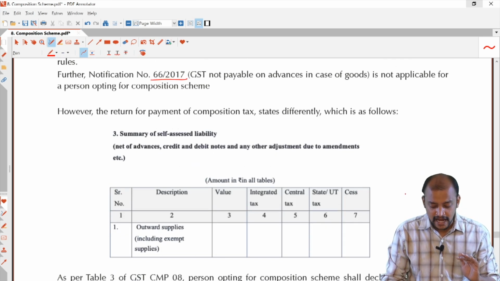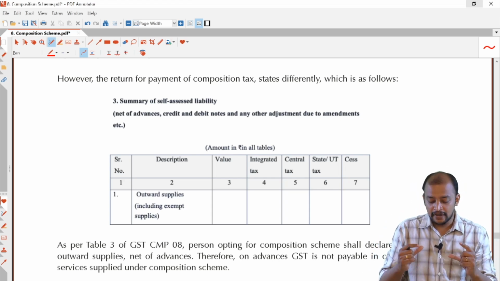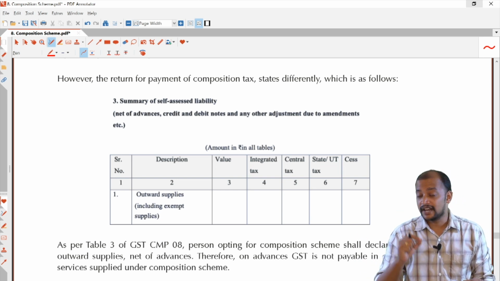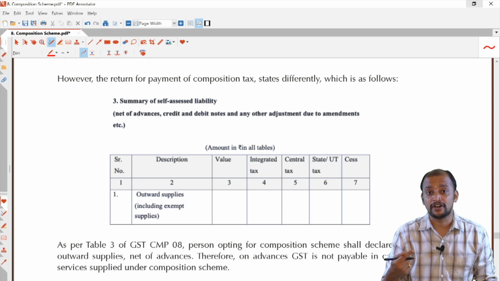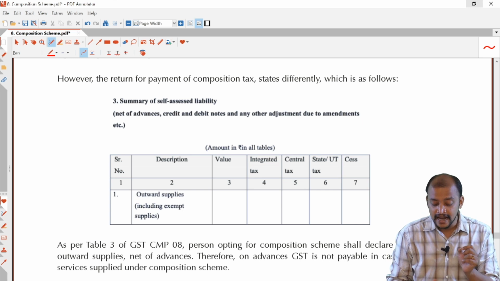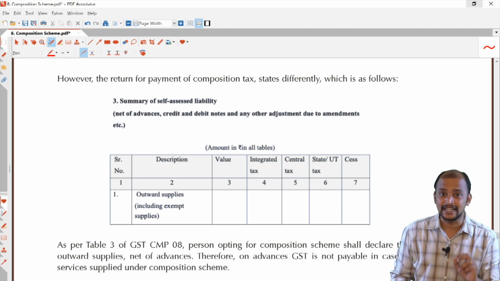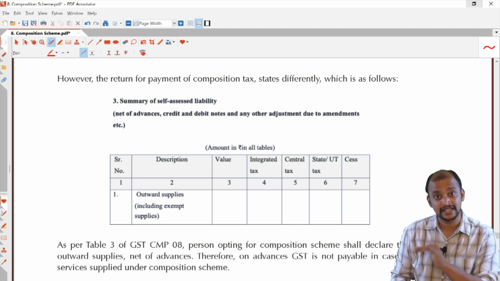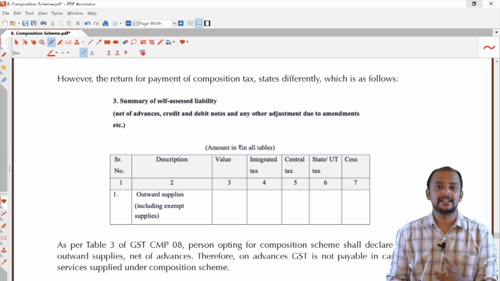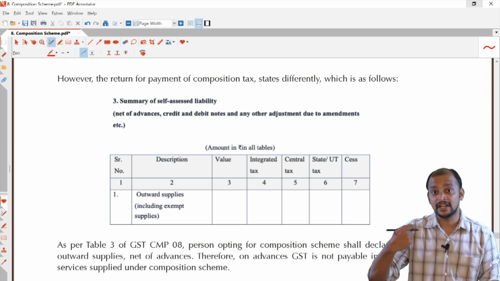As per the return mechanism, that is CMP08, we have an extract, table 3, summary of self-assessed liability. There we need to report how much GST we need to pay for that quarter, and what is the explanation given below that heading? Net of advances, which means advances are not considered. Take out the advances, and only the balance you need to report, which means that on advances GST is not payable, even though it is not given in section 10.